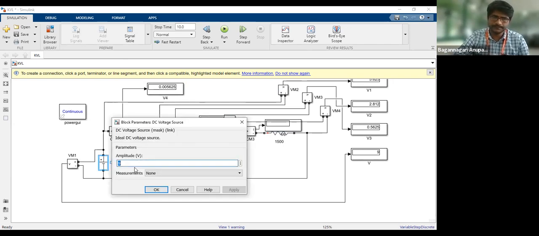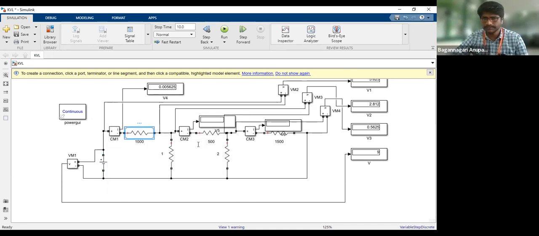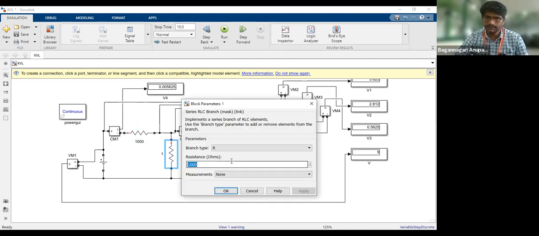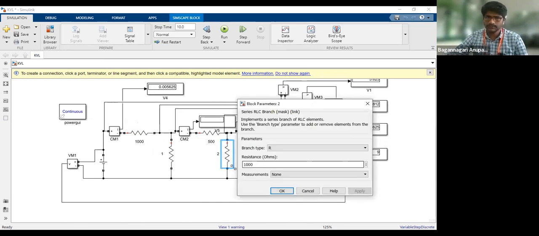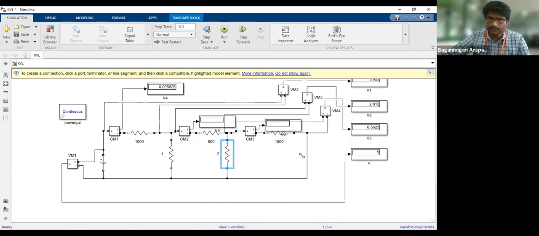So what's the magnitude of this voltage? It's 50. And what's the resistance here? 6 ohms. This is 5 ohms. And what is this? 18 ohms. This has 4 ohms. What is the last resistance? Is it 4? Four ohms. Okay.